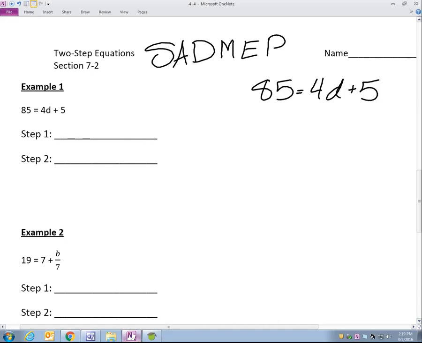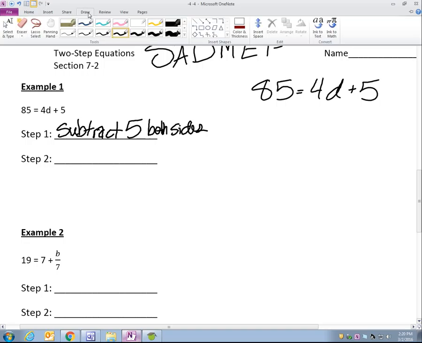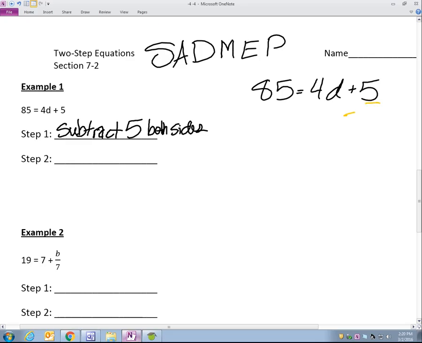So what's going to be my first step? Is there any subtraction I can do? No, there's no subtraction here. Is there any addition here? Yes, there is. What's the inverse of addition? Subtraction. So I have to subtract. And what's being added here? 5. I have to subtract 5 from both sides. Minus 5, minus 5.